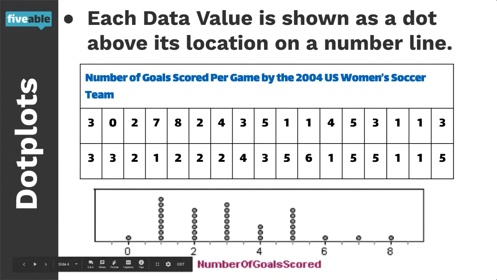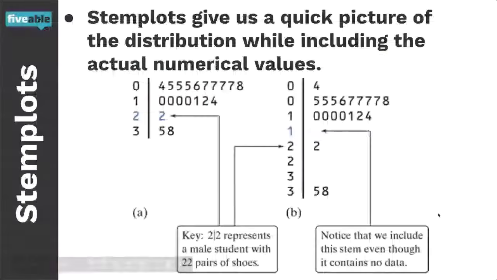One game they scored 7, and one game they scored 6. That's a dot plot. We also have what's called a stem plot. A stem plot gives us a quick picture of the distribution while including the actual numerical values. This is super important because it gives us the actual data points that we're working with.